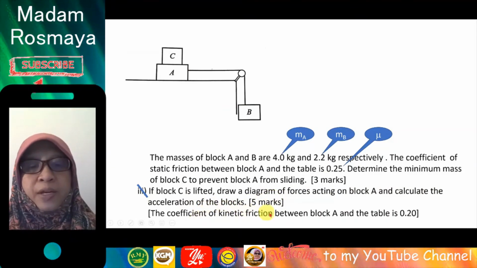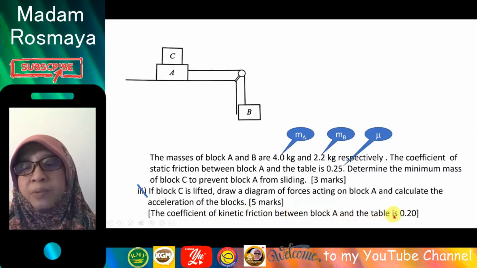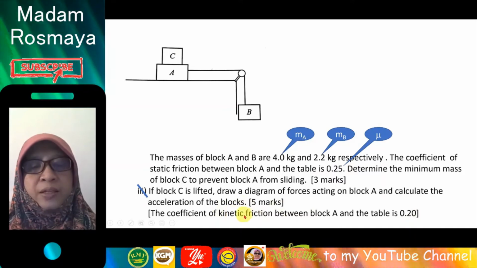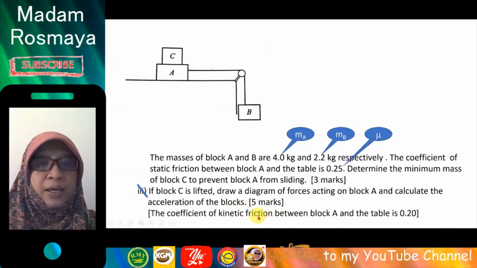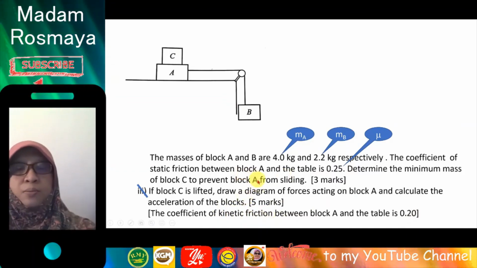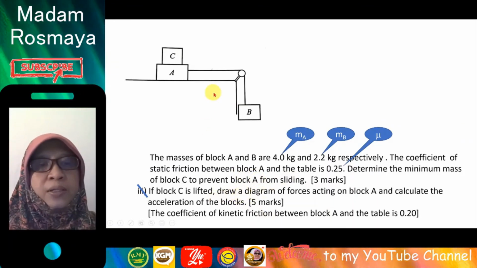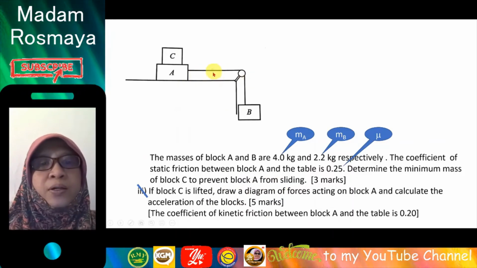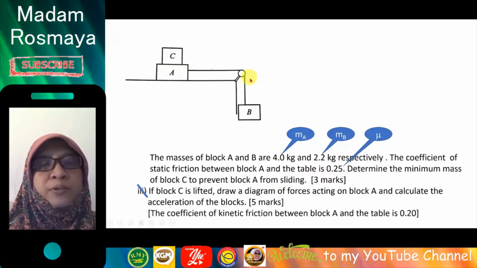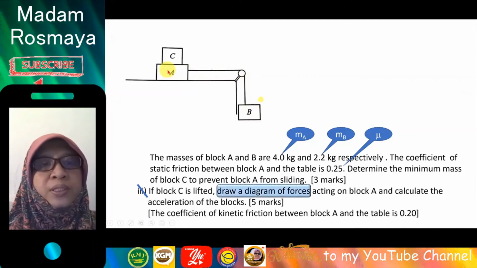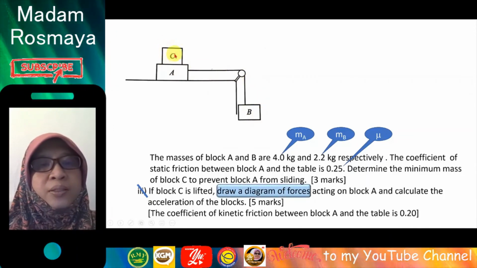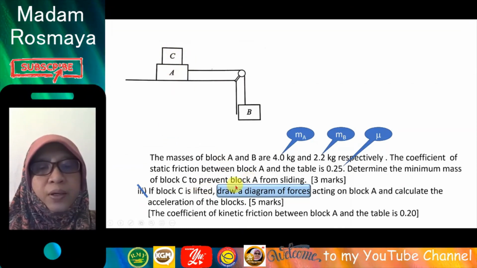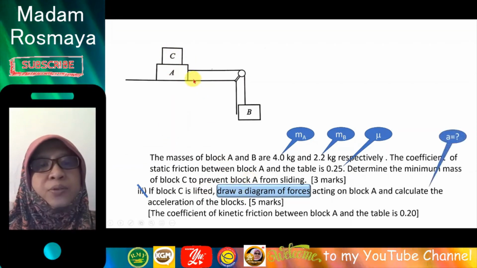And the coefficient of kinetic friction between block A and the table is 0.20. So this is the coefficient of kinetic friction. This means that the blocks move. They are not in an equilibrium state anymore. So they move. Block A moves to the right and B downward. So C is lifted. No more C on top of A. Okay, so the objects start to move.